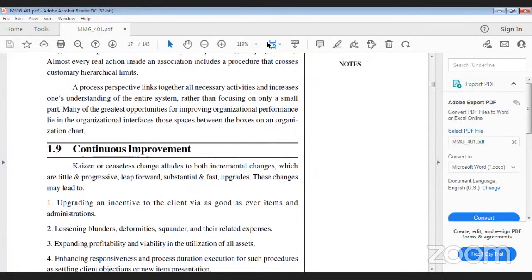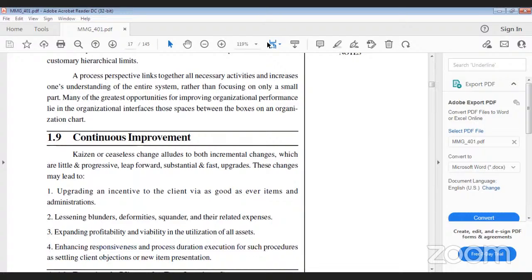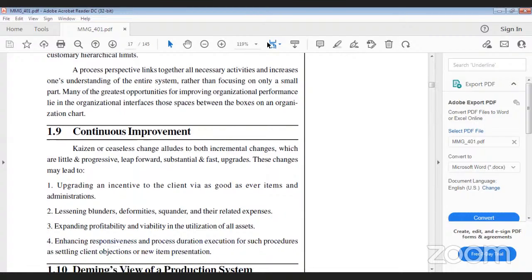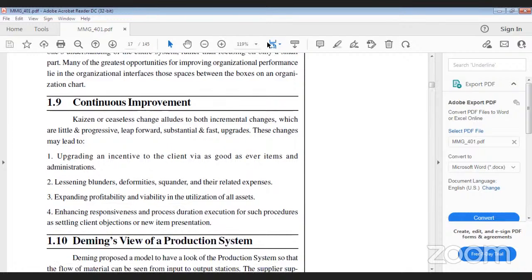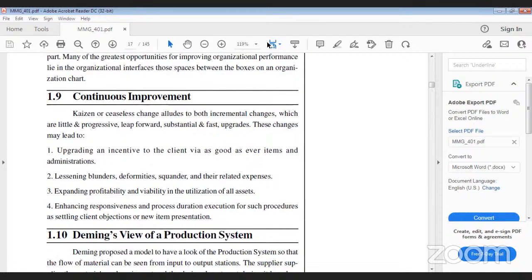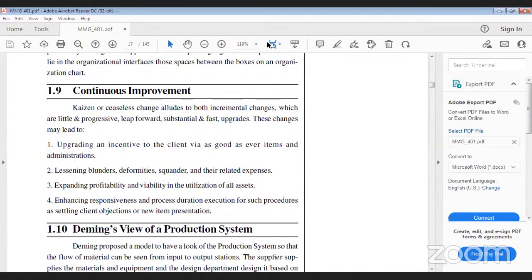The second point or change is reducing the blunders, wastes, and related expenses. The third point is expanding profitability and variability in the utilization of all assets. And the fourth point is enhancing the effectiveness of the process of execution for such procedures, as well as setting client objectives and new attempt presentation also.